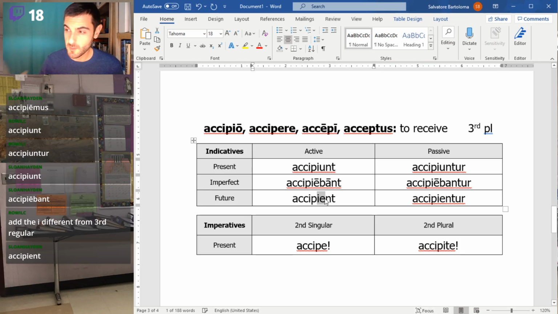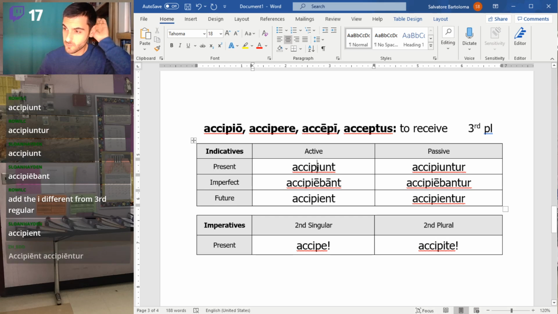And again, get used to seeing that IE together, or in the present IU. This multiple vowel situation is pretty common in Latin, and they pronounce every one. They don't skip vowels. So it's akipient or akipiunt.